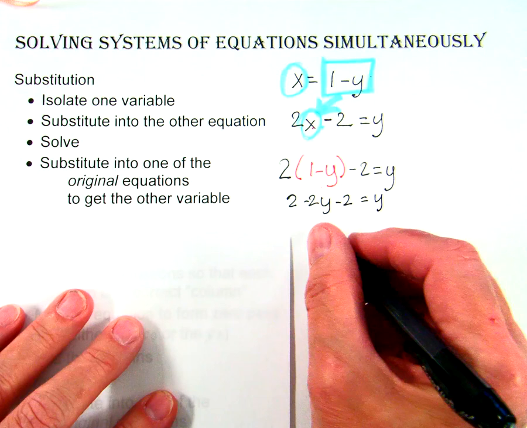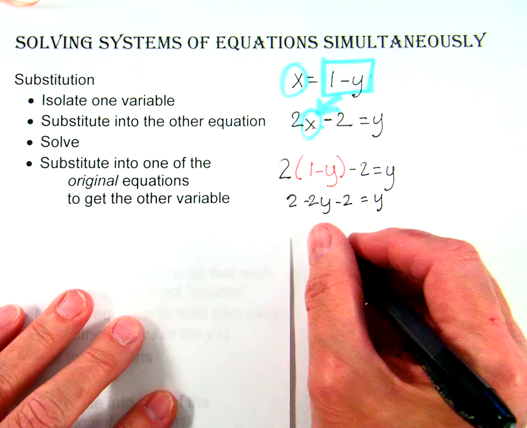Go ahead and finish isolating your variable, and you get y equals 0. Okay, I know y is 0. The y coordinate of the point that I'm looking for is 0. So now I need to find the x coordinate. That's right here. Substitute. Let's see. I've isolated, I've substituted, I've solved.